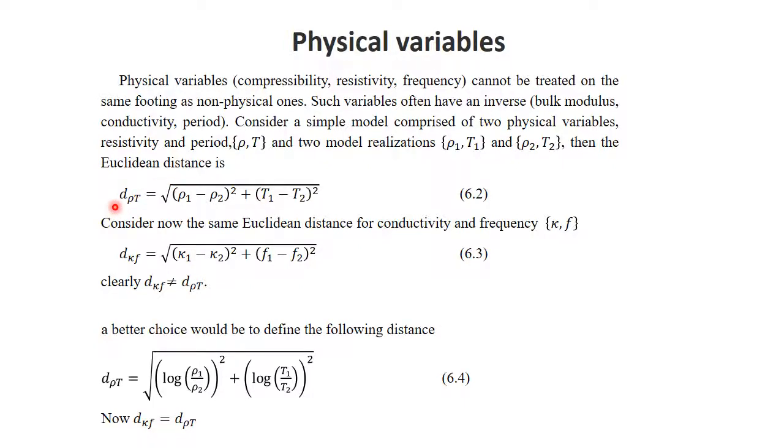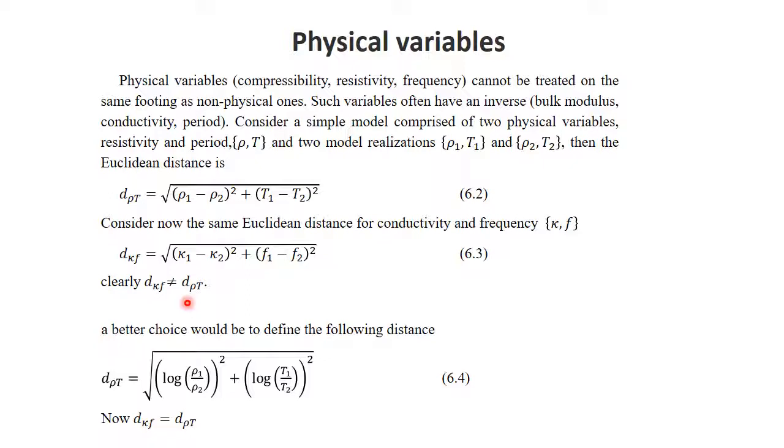If I look at the Euclidean distance between, say, two realizations of resistivity and period, then this would be the definition of that Euclidean distance. However, if I look at the same Euclidean distance, but now for frequency and conductivity, then I have this definition. And obviously, because one is the inverse of the other, these Euclidean distances are different. So if those Euclidean distances are different, that means I'm solving the same problem in two different spaces, and I will get at the end two different uncertainty quantifications.